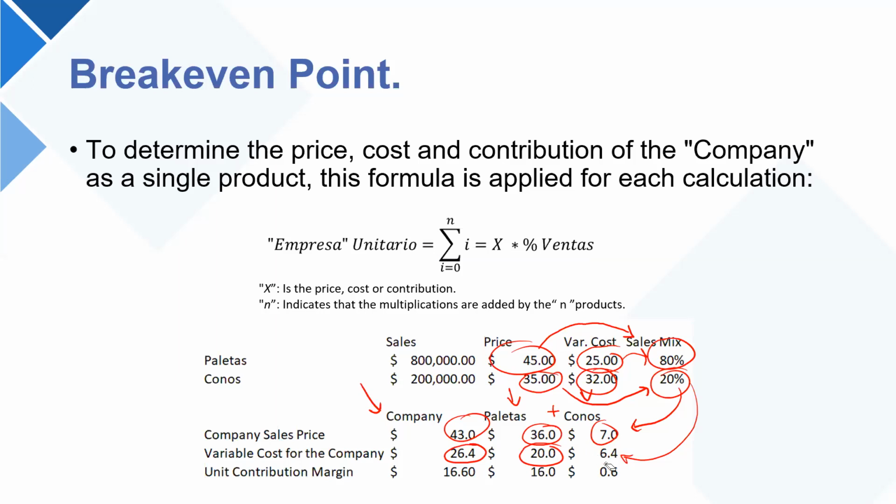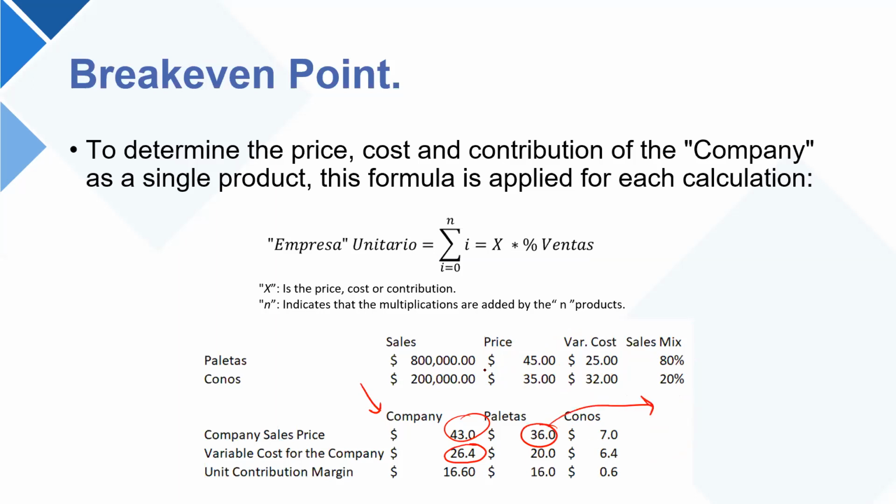And from where do I get this number? Again, remember, this one comes from multiplying the popsicle price times the popsicle sales mix.